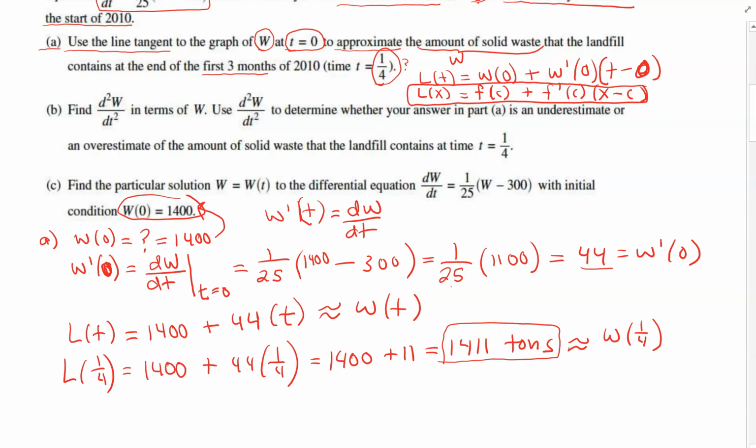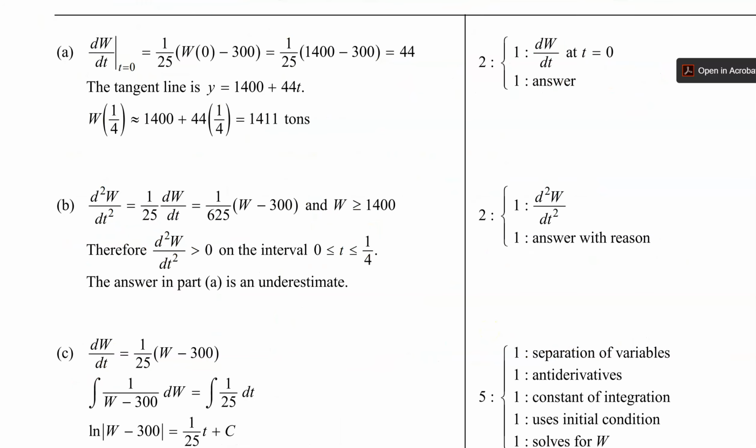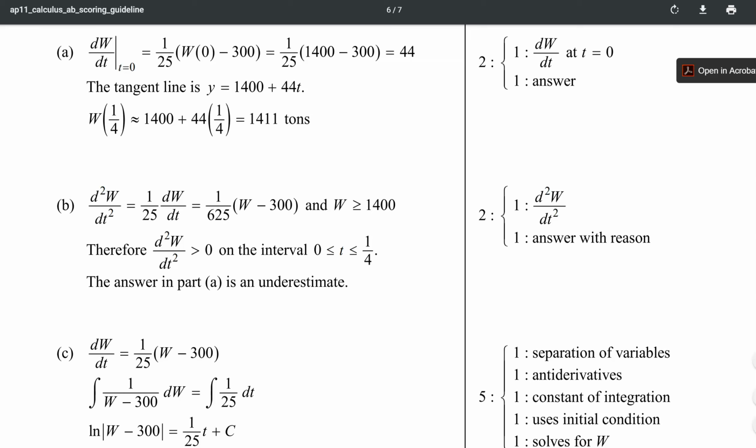Let's check real quick with the scoring guidelines for Part A. Here you can see that they decided to award 1 point for finding what the derivative equaled when t is 0, because as you know, that is not easy to do. That was a really tricky thing. We had to figure out what the derivative would equal when t is 0, even though there's no t in the derivative. They wrote it here as W of 0, and that's really helpful to see that when I plugged in 1,400 for W, it's because that's the value of W at 0. So this is the way of evaluating the derivative when t is 0. And they got 44. So you get 1 point for finding the 44.